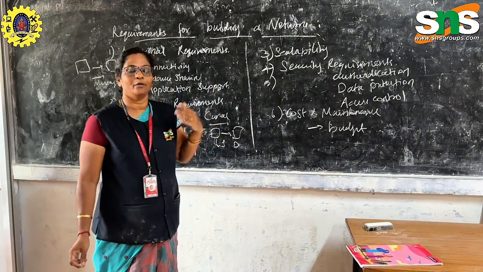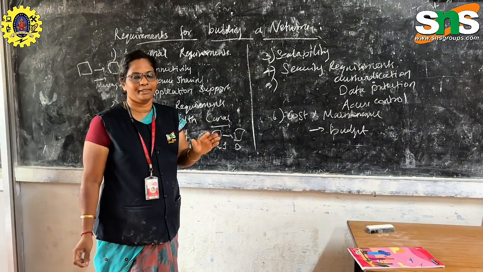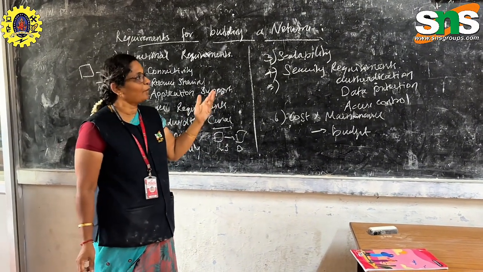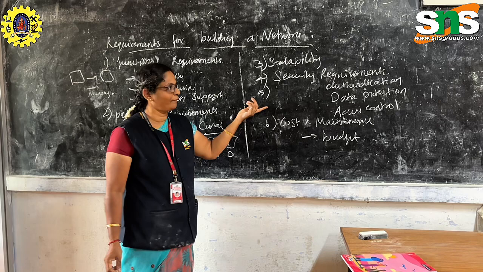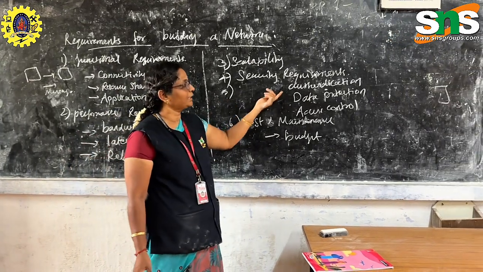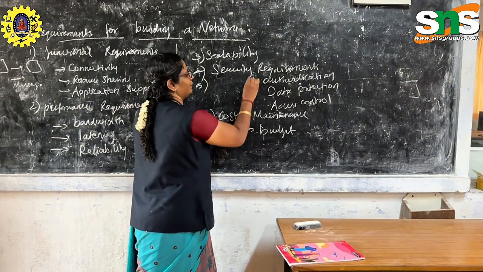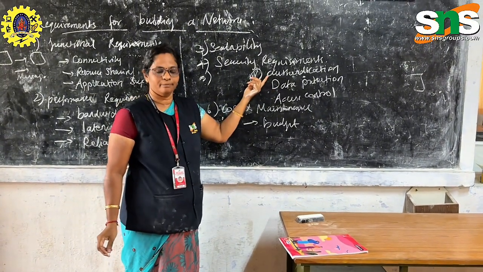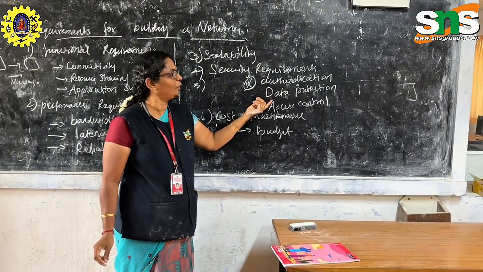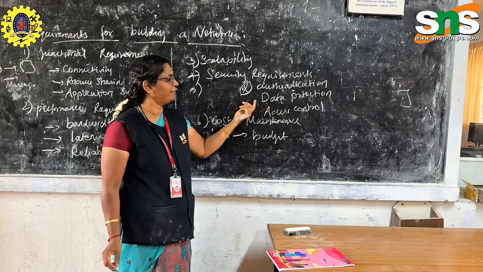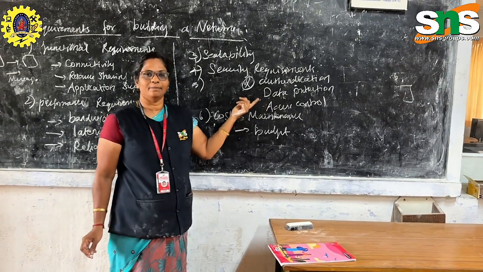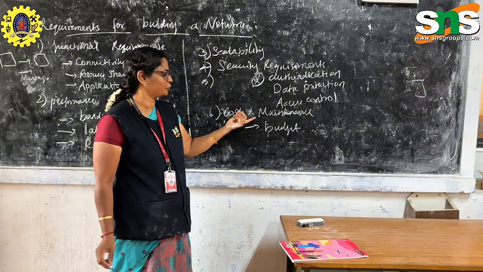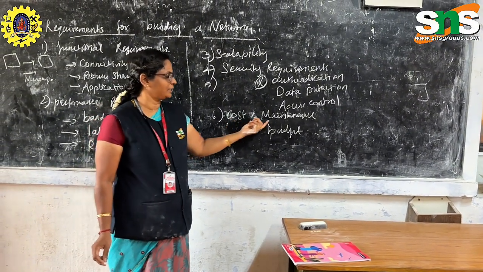For the security requirements, we consider authentication. Authentication means we have to secure that particular data. After connecting the devices and transferring the packets, we have to secure the data to avoid unwanted things. So authentication is a main part of security. After that, data protection: after giving some security measures, we have to protect the data. Then access control. If there is any error, we have to retransmit the data from source to the destination.